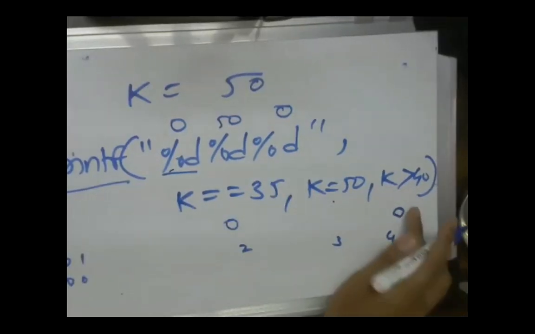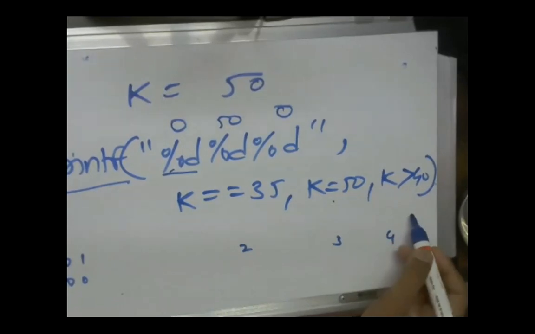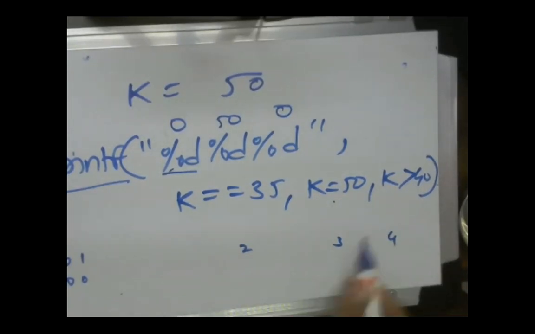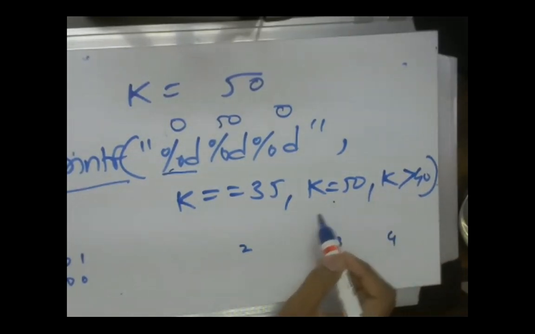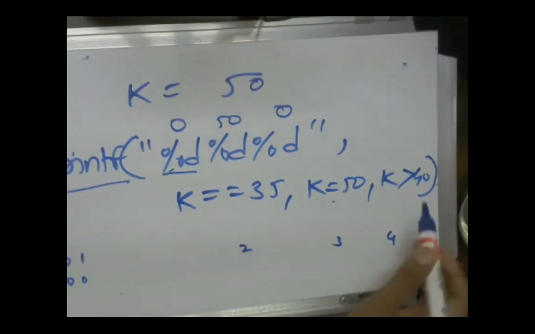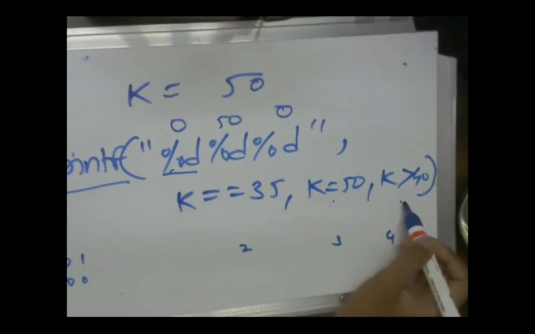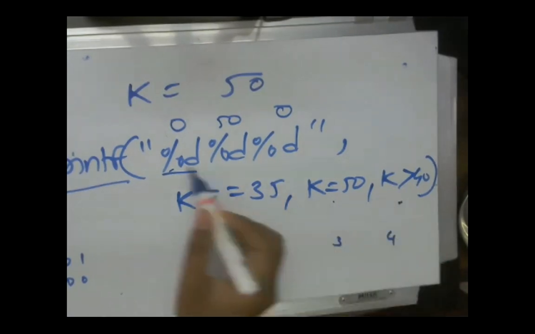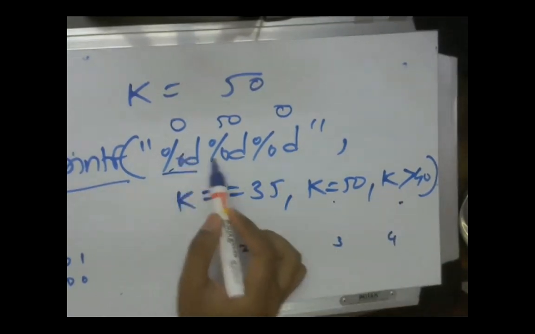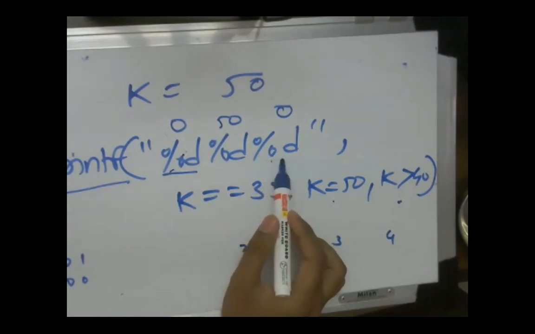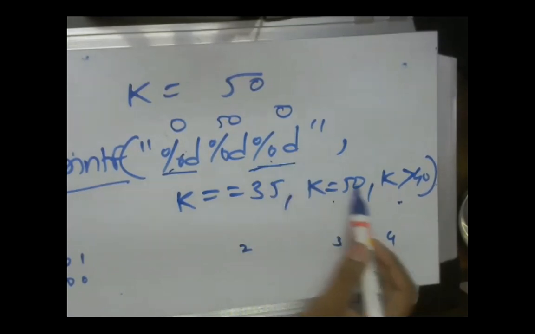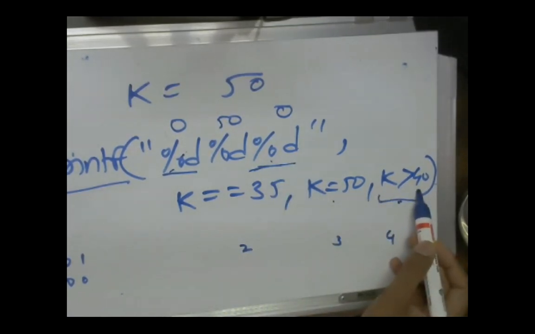Always remember that all the argument passing will be solved from right to left. The rightmost will be solved, then its left, then its left. But it doesn't mean that this is solved first. It means that this value is replaced in the third percentage d itself, because it is a placeholder, the third placeholder, and this third placeholder is related to the third argument. Got it?